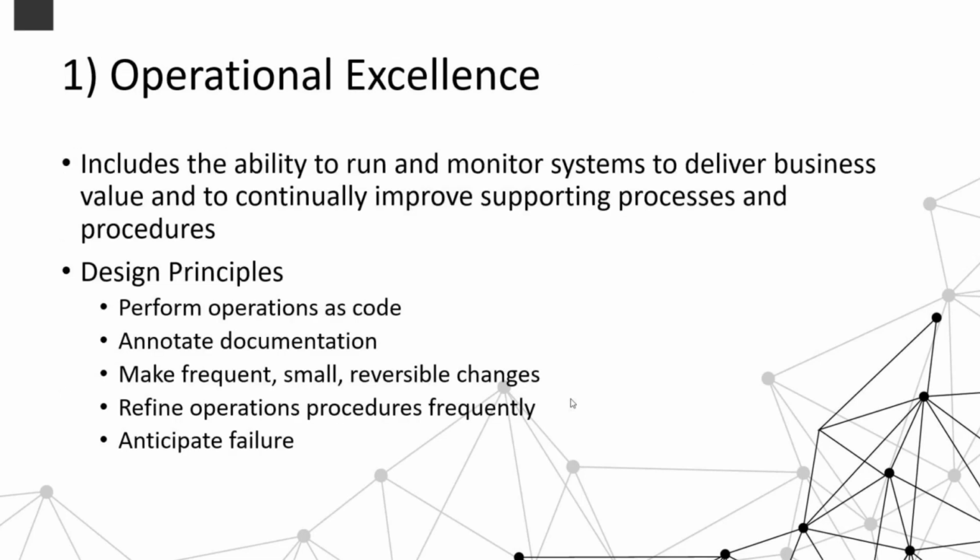First of all, the first thing is operational excellence. This is the first pillar in the Well-Architected Framework. Operational excellence includes the ability to run and monitor systems to deliver business value and to continuously improve supporting processes and procedures. So team, it's all about having your operations in an excellent way, right?